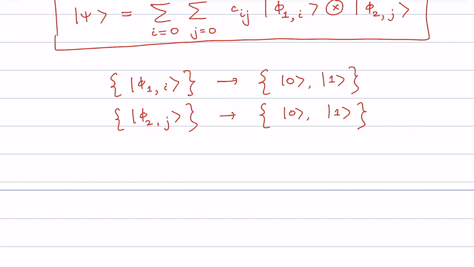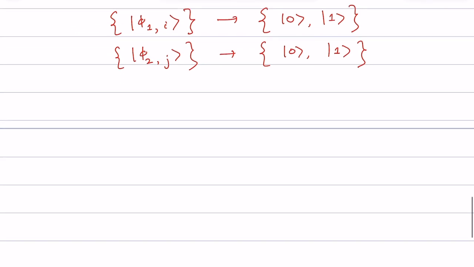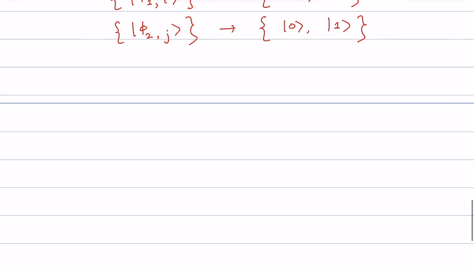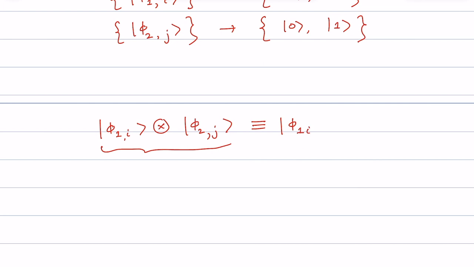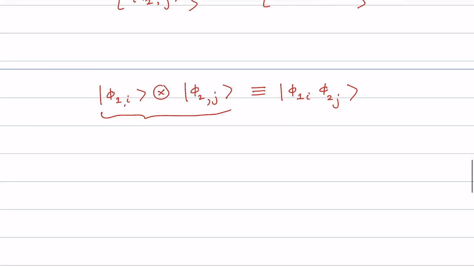Now let me elaborate more about it. What about the tensor product? The tensor product of the two-qubit system, phi 1i tensor product with phi 2j, can also be written in a short notation, rather than writing this big thing all the time. I can just write it as phi 1i phi 2j. Okay, this is a shorthand notation. So we can write the full state vector for the two-qubit composite system as follows.